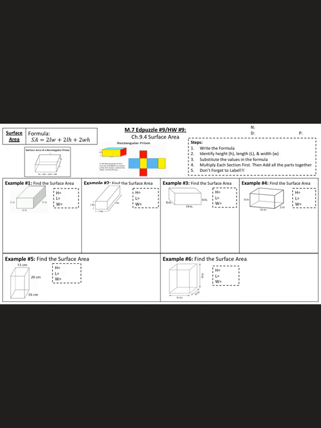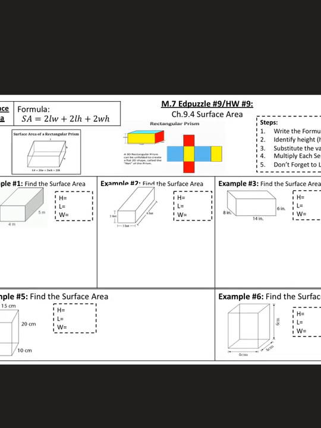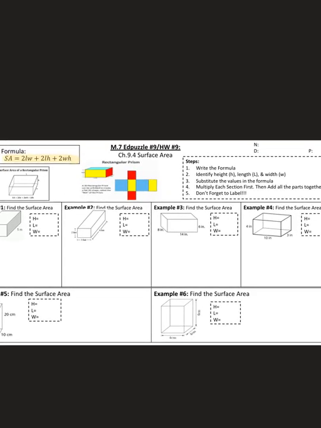Alright, so this is what the worksheet looks like as a whole. We are going to go over these 6 examples. We have the formula for surface area that is available for you. So if you ever need to reference this worksheet, you have that there. And we also have the 5 steps. If you ever need to reference this worksheet or the template on how to set up your piece of paper for your homework, they will be attached to the Edpuzzle assignment as a PDF.